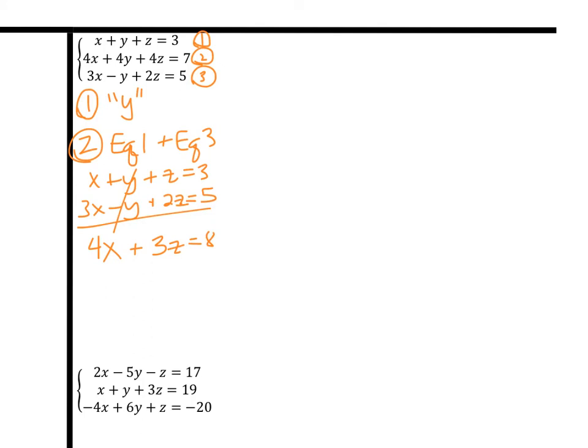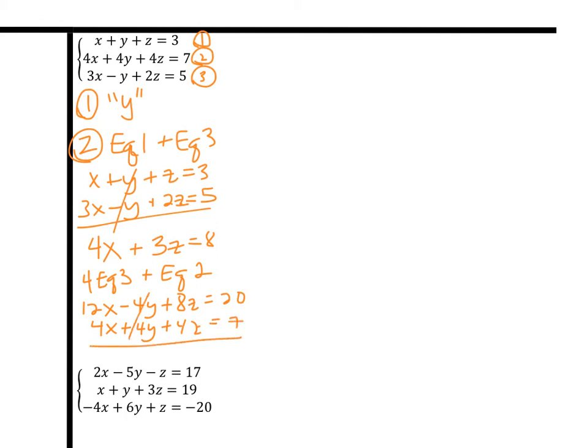All right, let's take a look at what I could do now. Since equation 3 has a negative y, I could multiply that whole row by 4, and it would cancel with equation 2. So I think I'm going to do that next. I'm going to just take 4 times equation 3 plus equation 2. So that would give me 12x minus 4y plus 8z equals 20. And then in equation 2, we've got 4x plus 4y plus 4z equals 7.